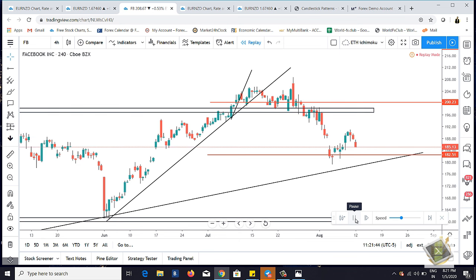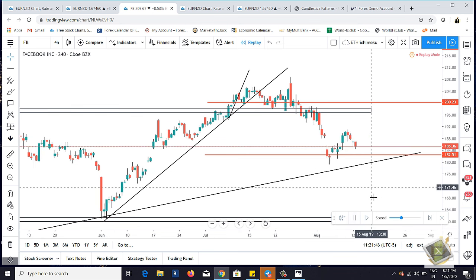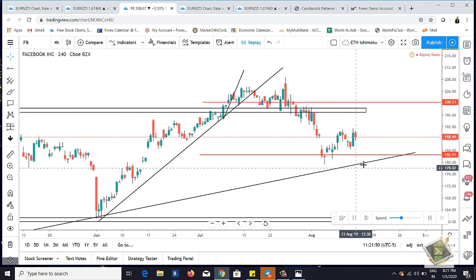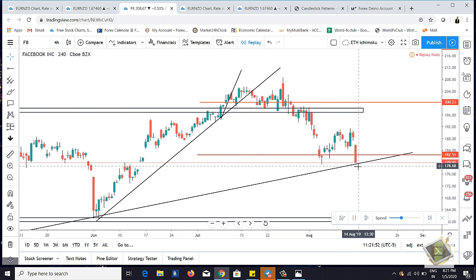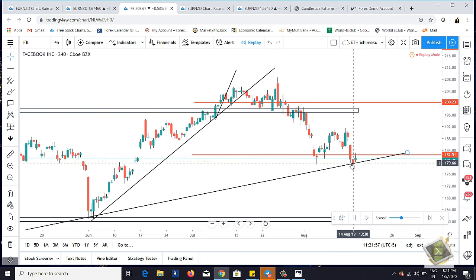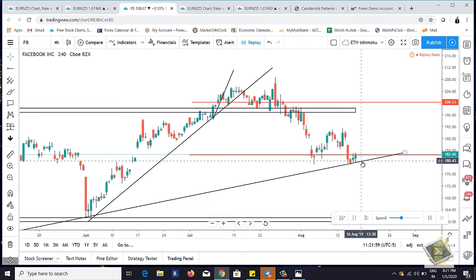Because it is respecting this level, I will just try to be sure that once it touches that level, I will buy, because this is the, see now. Okay, so it rejected this level. Okay, it is rejecting. I will try to buy when I see a good opportunity to buy.